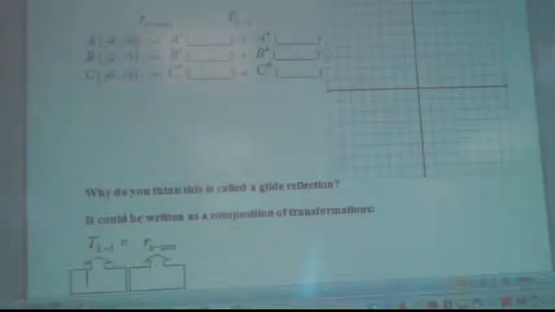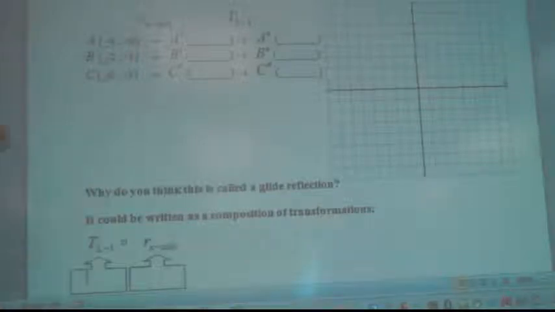It's a reflection and a translation. I never, ever taught glide reflections before. Now all of a sudden it's in the curriculum, you have to do stuff about glide reflections. Well, if you do translations and you do reflections, what's the point of doing a glide reflection? It's just one and the other.